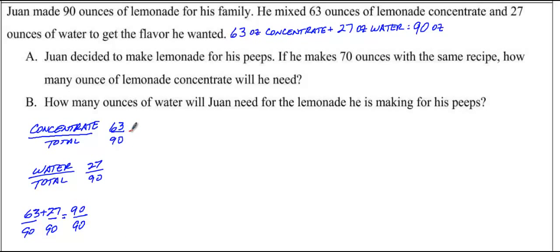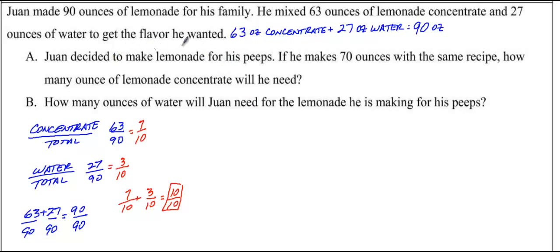Simplify. 63, 27, 90, all divisible by 9. So 63 is 9 times 7, 90 is 9 times 10, 27 is 9 times 3, 90 is 9 times 10. I know I did those correctly because when I add these two ratios, 7 to 10 plus 3 to 10, I get 10 to 10. I get another big one. That's my check. Little checks along the way so I don't start making mistakes that then affect the rest of my problem.